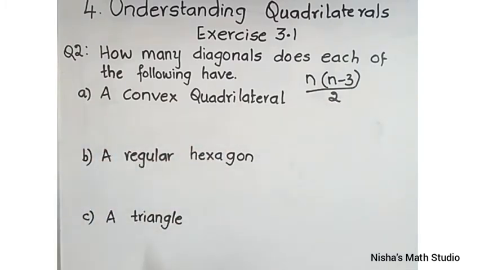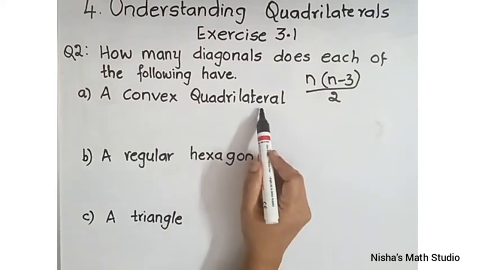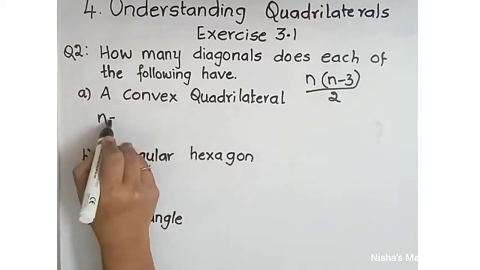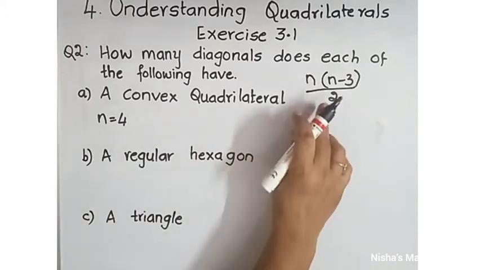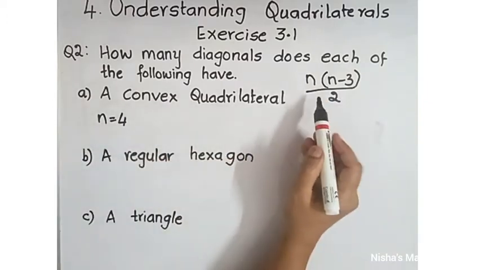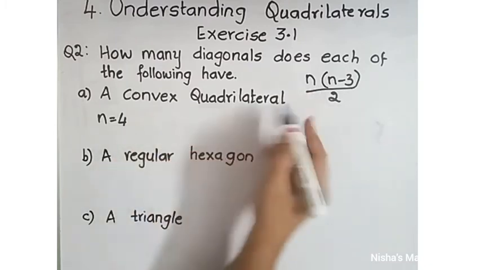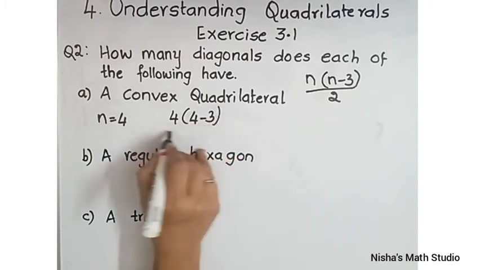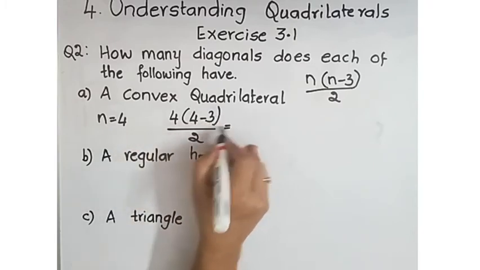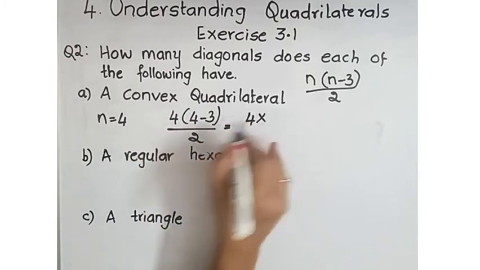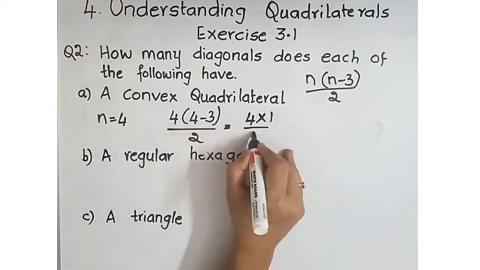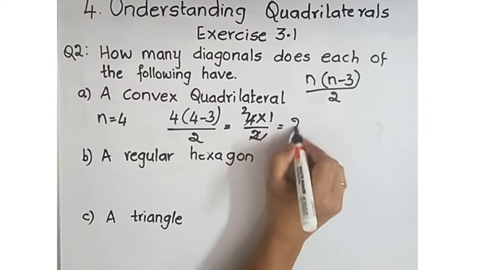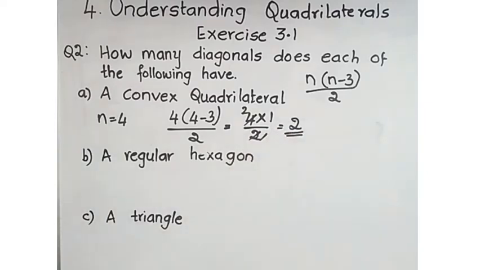Let's come to this convex quadrilateral. Quadrilateral is a polygon having 4 sides. So for this example, n will be equal to 4. Value of 4 has to be written in place of n in the formula, that is 4 into 4 minus 3 divided by 2, which will be equal to 4 into 1 by 2. 2 ones are 2, so 4 ones are 4, divided by 2 gives 2. So a quadrilateral has 2 diagonals.